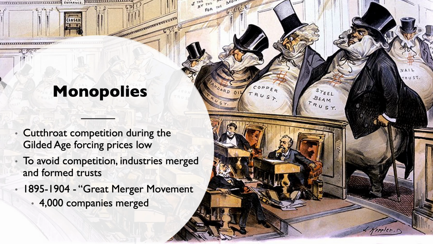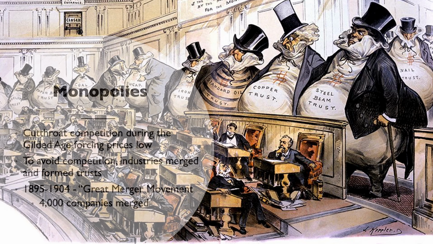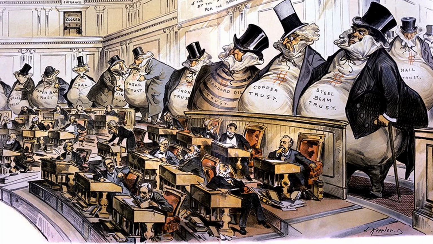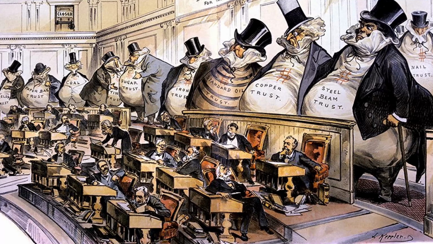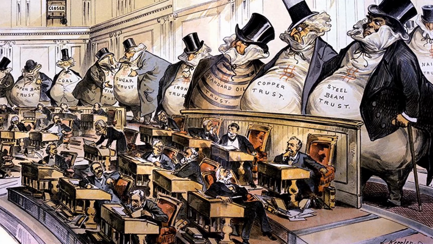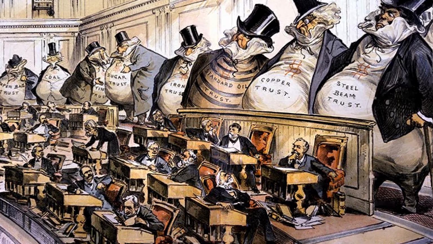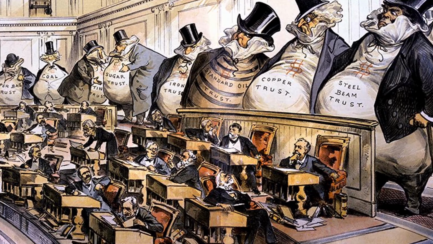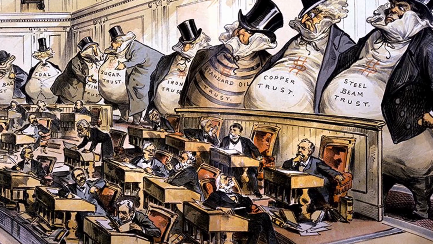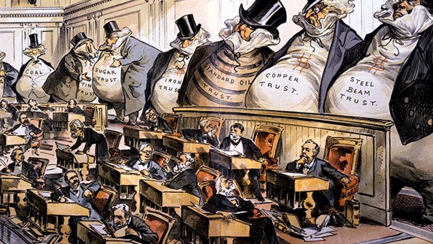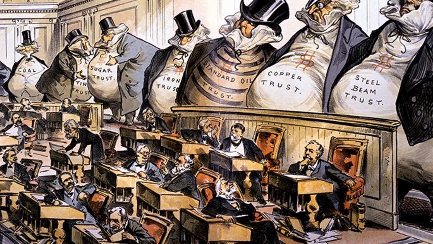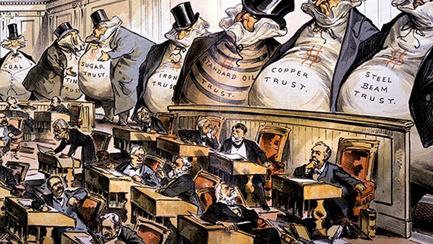Now, during the Gilded Age, when this was all happening and producing and industrializing, there was cutthroat competition, which was forcing prices to be very low. So companies succeeded and failed. Investors earned and lost a lot of money at this time. And to avoid competition, many industries merged and formed trusts. And these trusts agreed to price-fixing schemes. So between 1895 and 1904 is called the Great Merger Movement, and there were 4,000 company mergers.